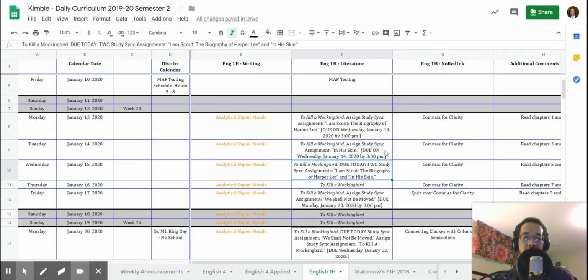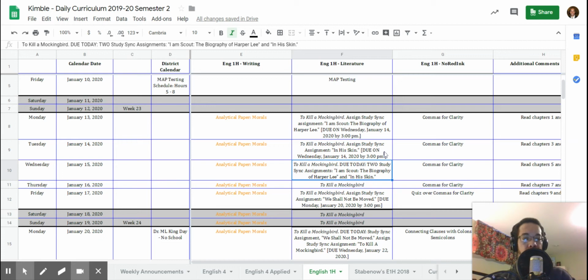On Tuesday, they're going to be assigned another assignment. It's called In His Skin. And that's going to be due also on Wednesday, the 14th by 3 o'clock. Those are both short assignments. It's a short little reading with 5 questions that they're going to have to answer each. So a total of 10 questions. The reading is less than 200 words, I believe. So short and sweet, but enough to be an introduction to the text.